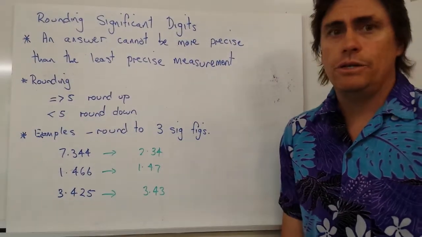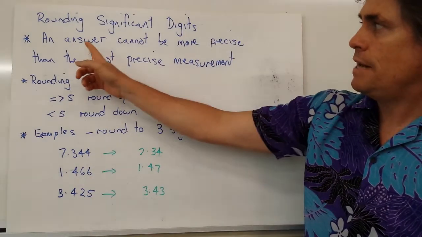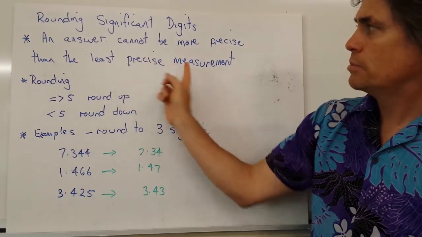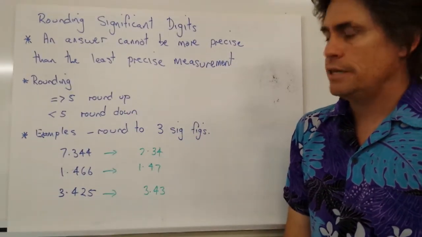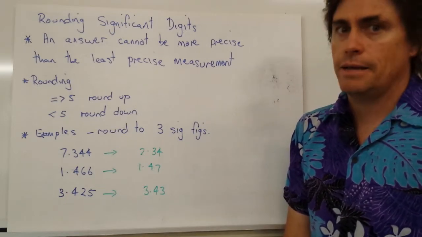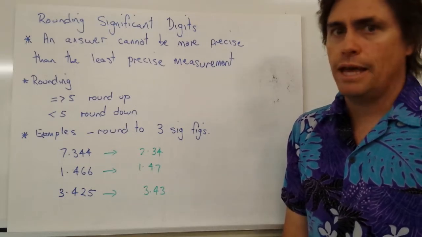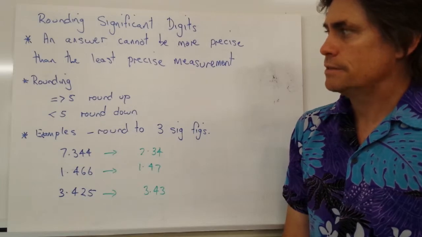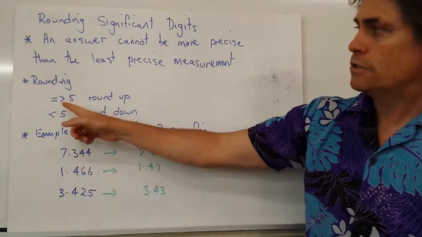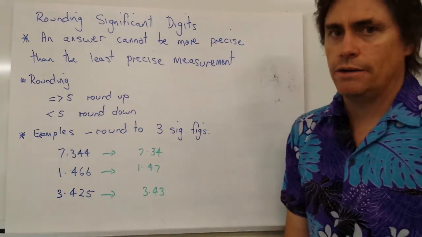Okay, let's have a look at how we use significant digits or significant figures in calculations. If we have an answer from a calculation, it can't be more precise than the least precise measurement. In other words, if we've measured something to a certain level of precision, we can't have an answer that's more precise than that measurement. So what do we do when we get an answer that has more than the significant number of digits? We need to look at the first figure that's not significant, and if it's greater than or equal to 5, we must round up, and if it's less than 5, we round down.